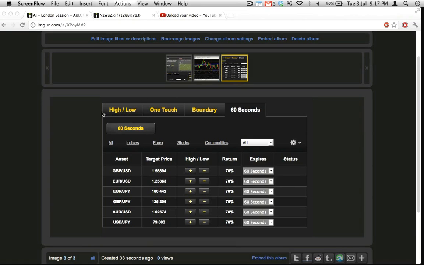So as you can see, the 24Option platform still has the high-low, which is basically call and put options. One touch, which basically means it has to hit that direction and it has to hit that line that you set. Boundary options, which means it has to either be inside of that area or outside of that area, depending. You can explore these on your own. And of course, my favorite, which I like to trade, 60-second options.